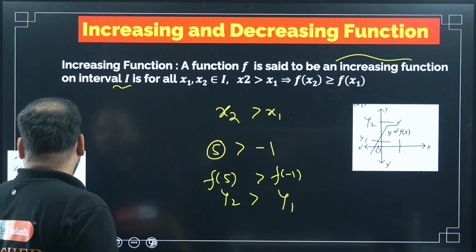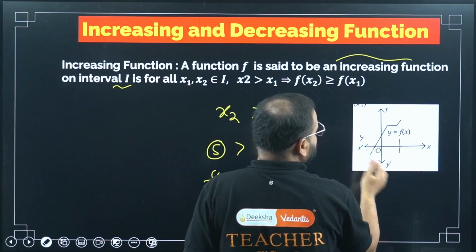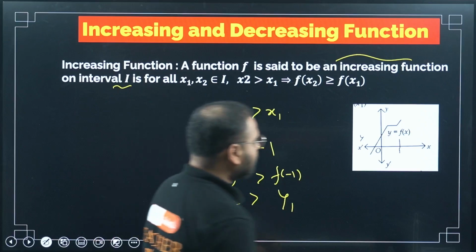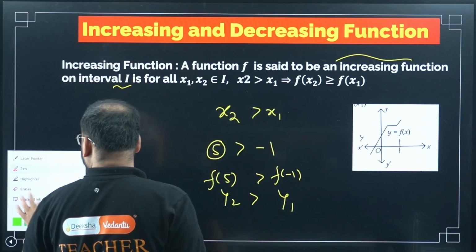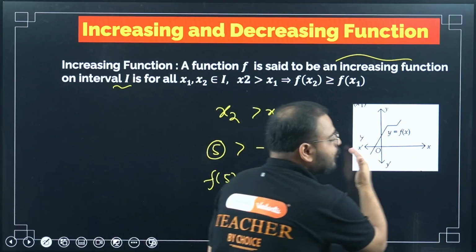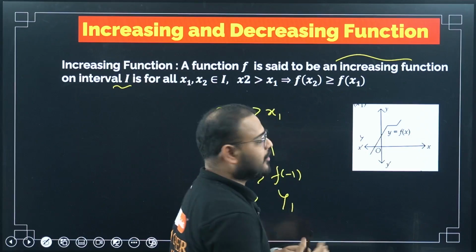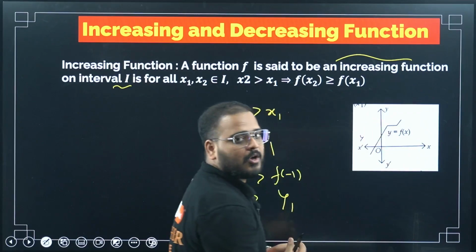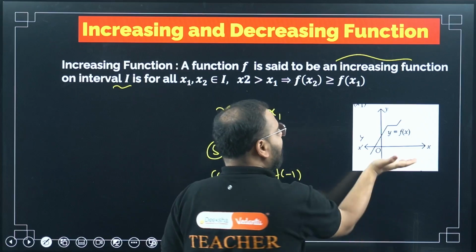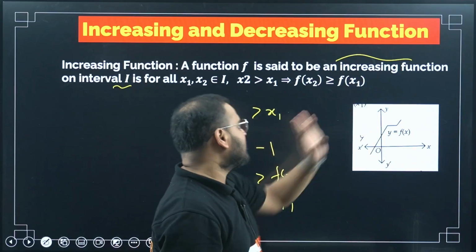Now let me erase this part. I don't need to complicate and show it like this. Please see here, as I move across the x-axis from left to right, what's happening to y? y is going up and up and up. It means y is increasing. If I'm increasing the x value, y is increasing, so obviously the function is of the increasing type.